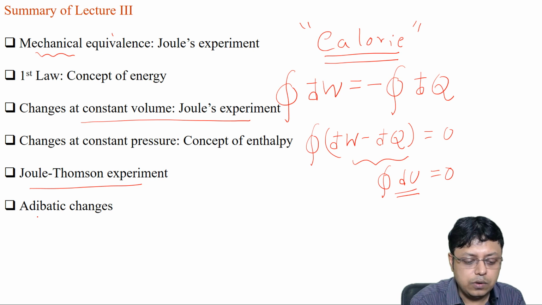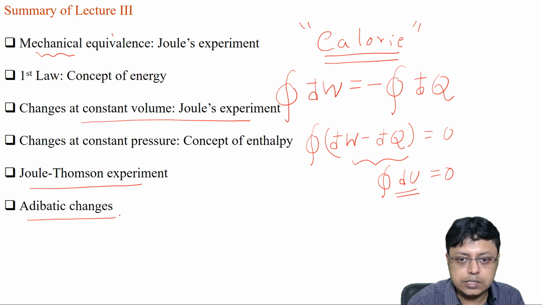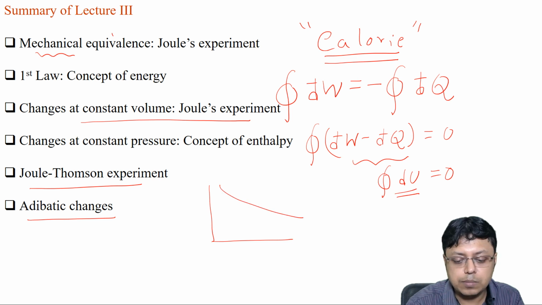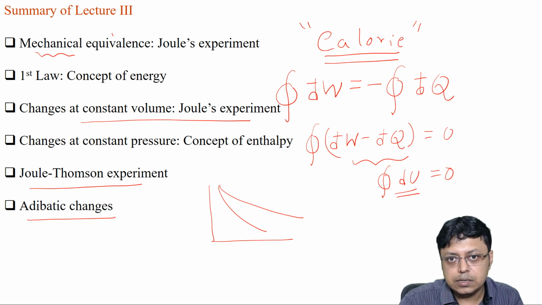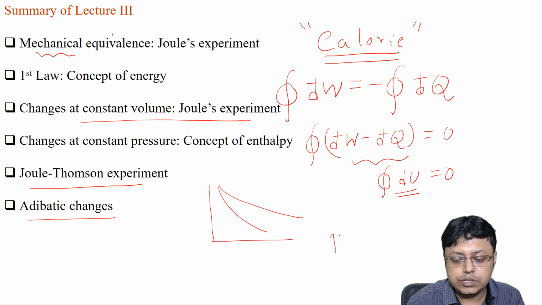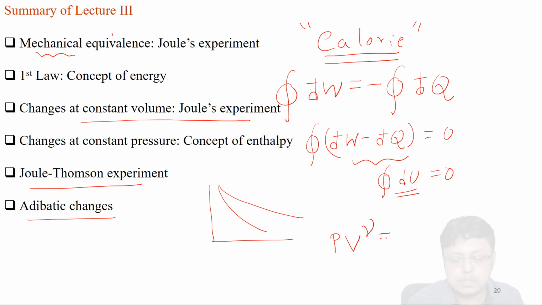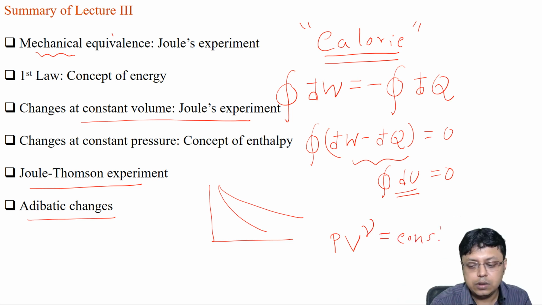And then we discussed the adiabatic changes, and we discussed that compared to any isothermal change, the adiabatic changes will be much steeper, because for adiabatic change the pressure volume relation is P V to the power gamma equal to constant, where gamma is always greater than 1. We took some examples and we showed why gamma is greater than 1.